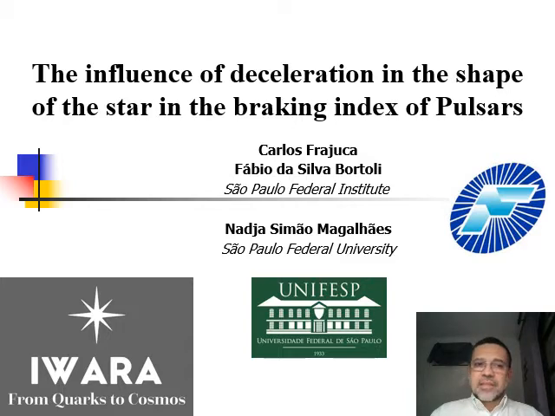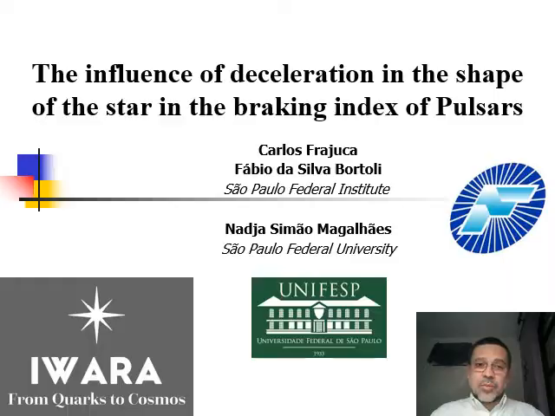What's the braking index? When the pulsar rotates, it loses energy. Because of that, the rotation frequency is decreasing with time, and the rotational energy is decreasing. In the canonical model, this index is equal to 3, but experimentally, we always find a braking index lower than 3.